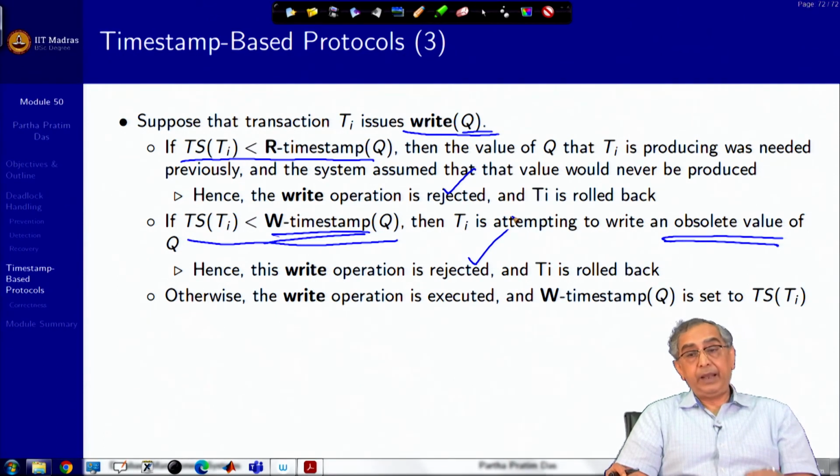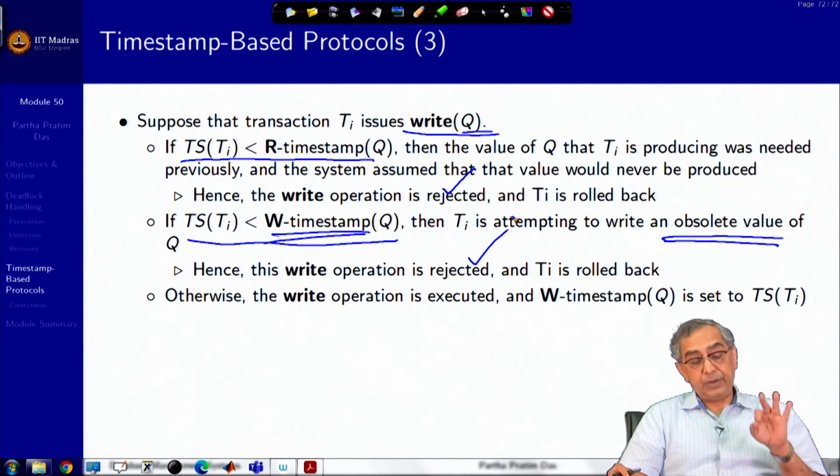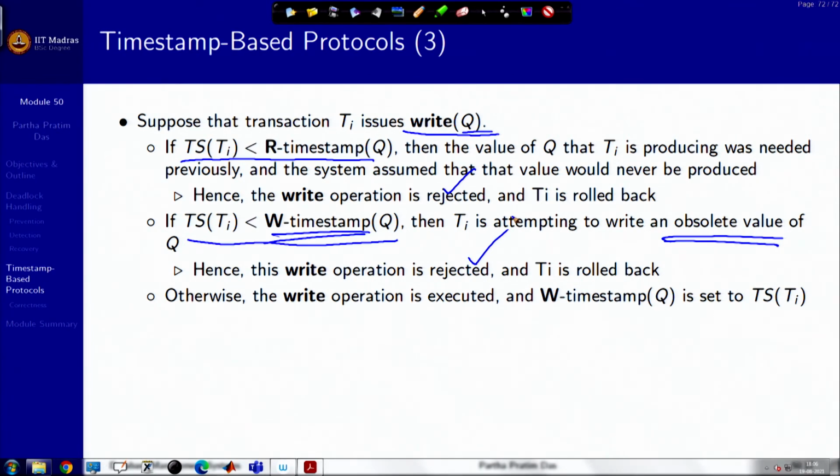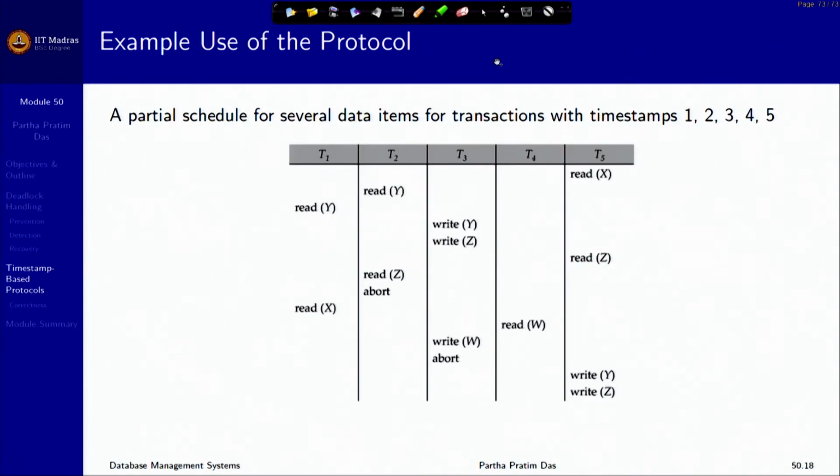What it means is that if TSTI is greater than read timestamp as well as write timestamp, it is more recent than both of these operations, then only you will be allowing a write operation. And naturally, as you do the write, the write timestamp would be set to the TSTI. Very simple time based protocol, easy to implement, easy to understand, but it guarantees that you will not have deadlock, and you are having the serializability according to this.